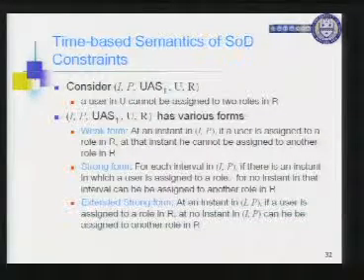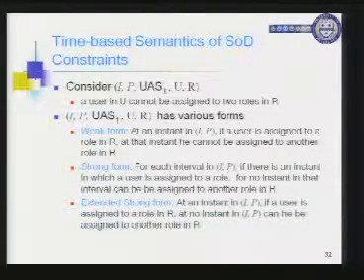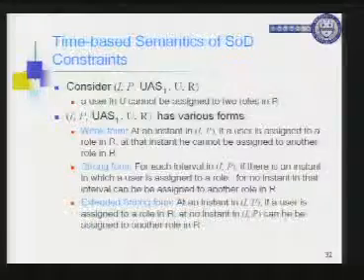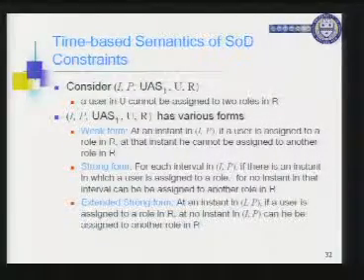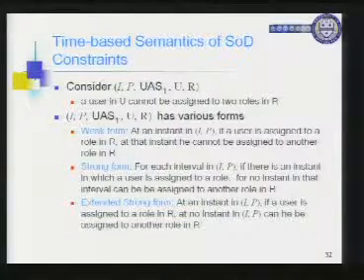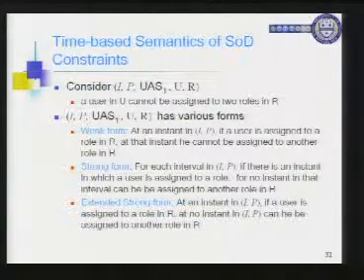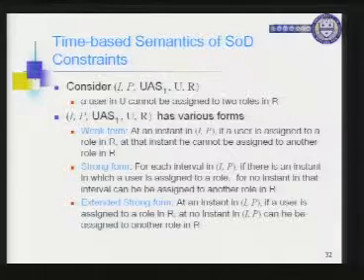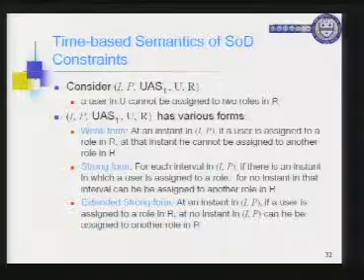Assignment constraint. For example, a user in a particular user set cannot be assigned to two roles in a particular role set. If you have this, you are associating a set of intervals indicated by IP, which is a periodic time expression as we used in the earlier constraint forms. That can be attributed to three different forms of semantics.